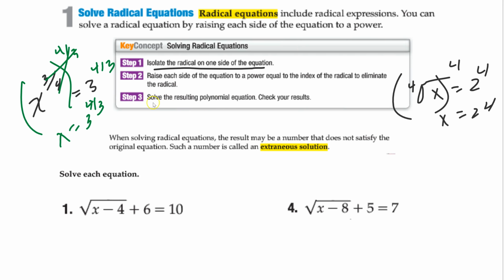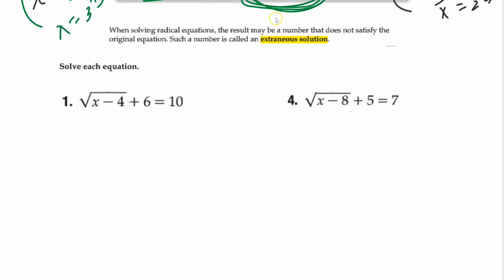And then anyway, after you do that, you solve the resulting problem and check your results. That's going to come in kind of big here. So you do definitely have to check your results. Anytime you have a wrong result, we call that extraneous solution. And that will happen. We'll talk about when it happens the most. Anyway, so the first one.